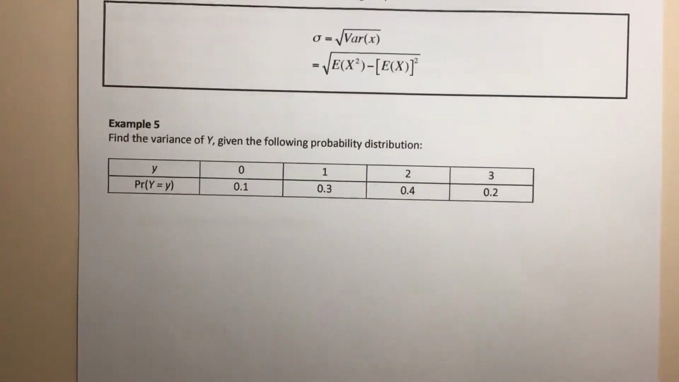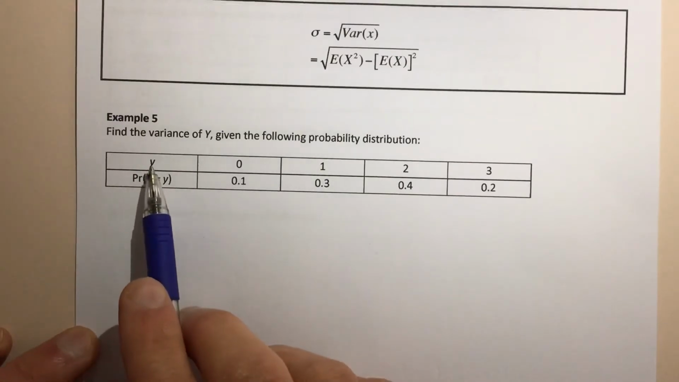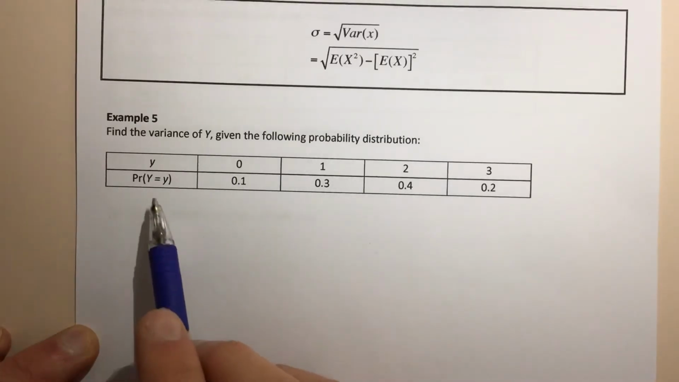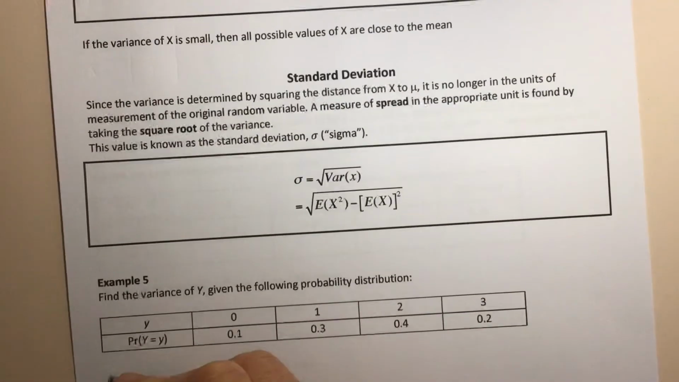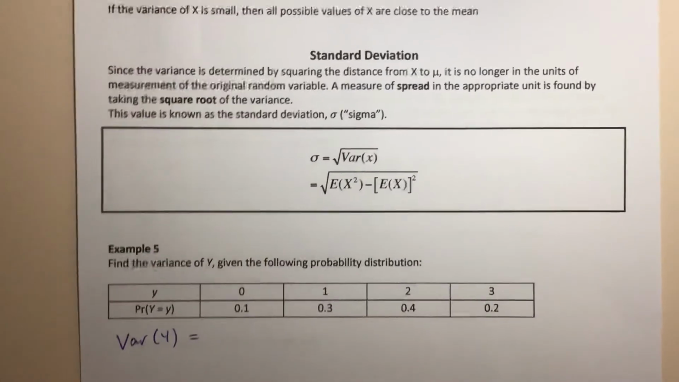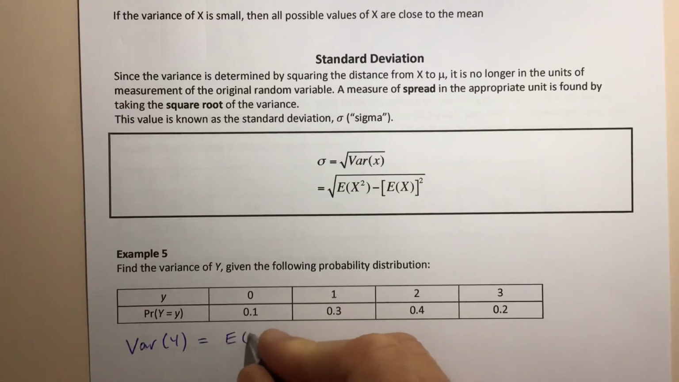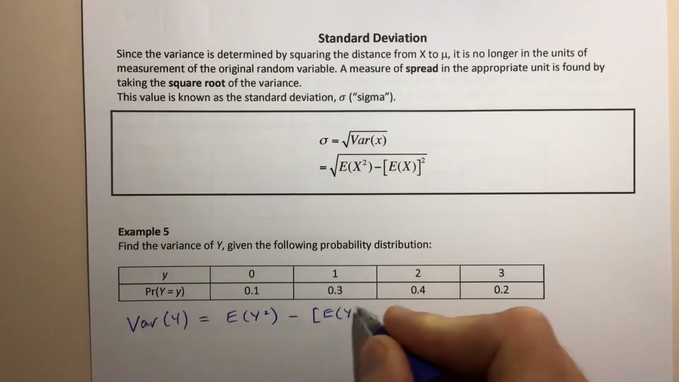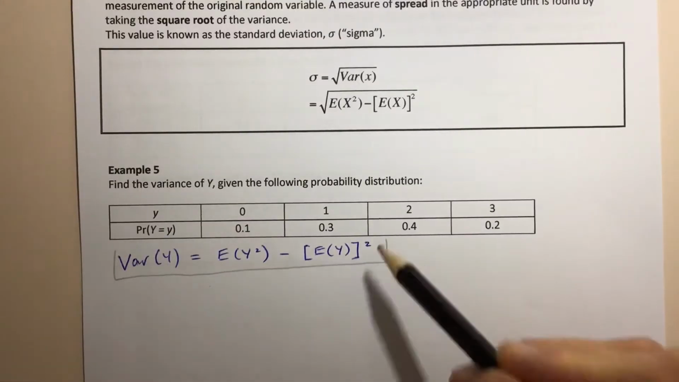Okay. Let's have a look at how this works in an example. Example 5 says find the variance of y given the following probability distribution. So we've got, again, this table with our possible values of y, the possible values that the variable can take: 0, 1, 2, and 3, and the probability of each of those possible outcomes. So let's look at this formula. I'm going to write the variance of y equals the expected value of y squared, minus the expected value of y, and that's the second part, squared. That's our formula, but using y instead of x.